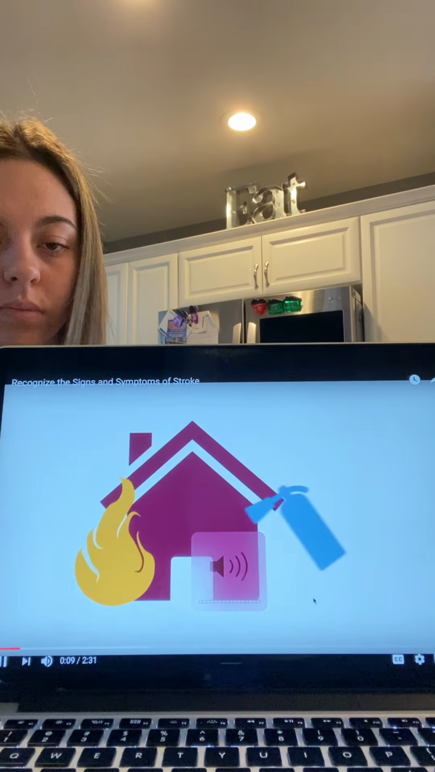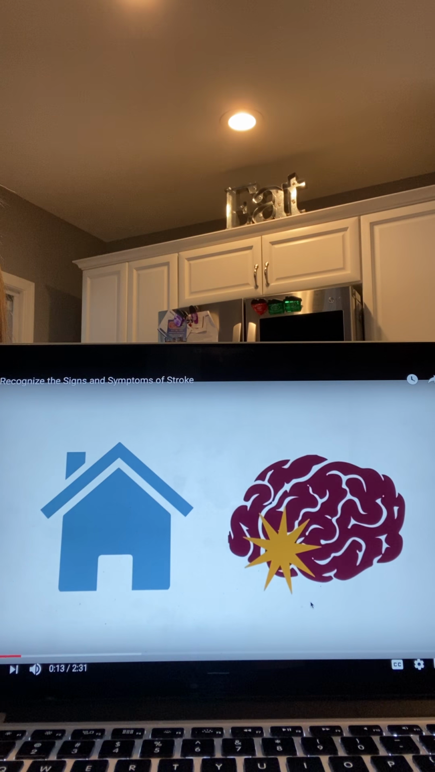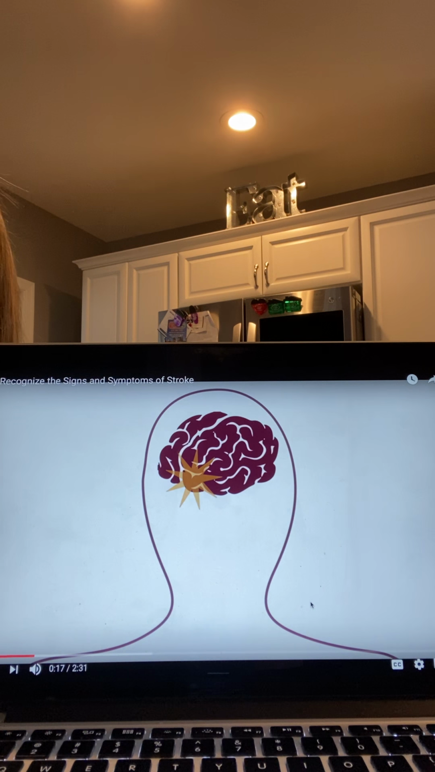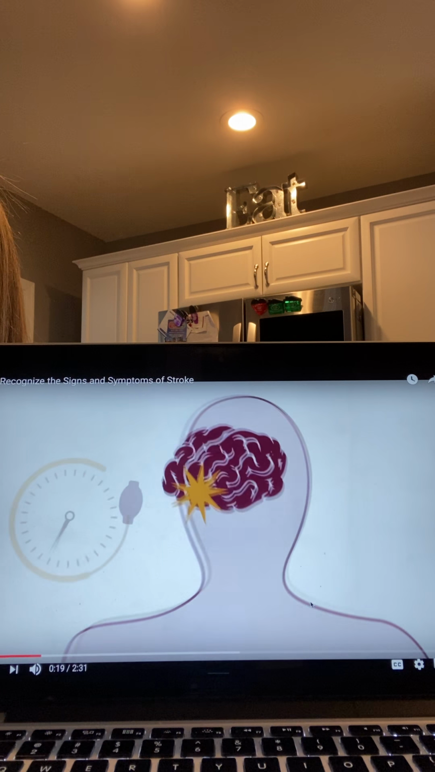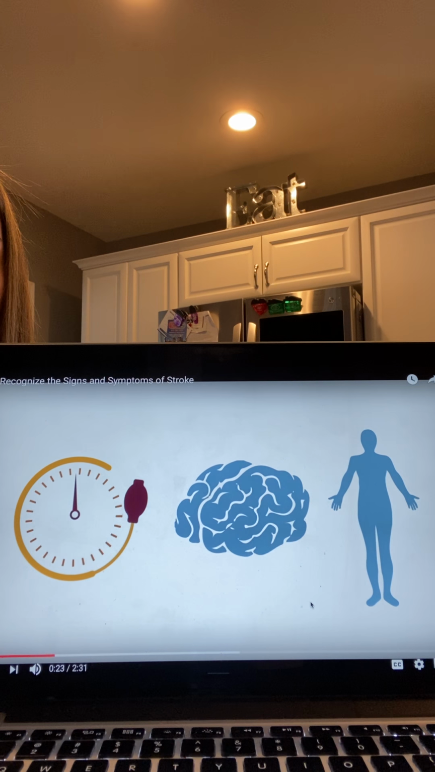Just as putting out a fire quickly can stop it from spreading, treating a stroke quickly can reduce damage to the brain. If you learn how to recognize the telltale signs of a stroke, you can act quickly and save a life, maybe even your own.